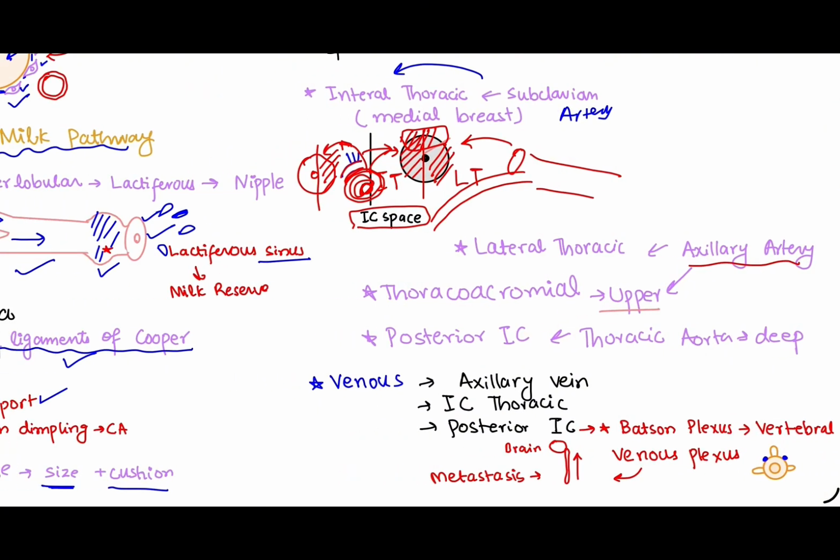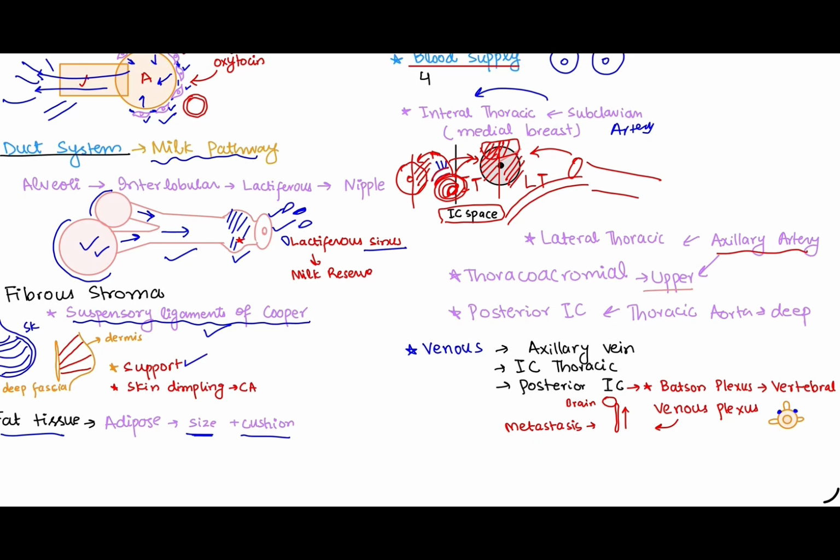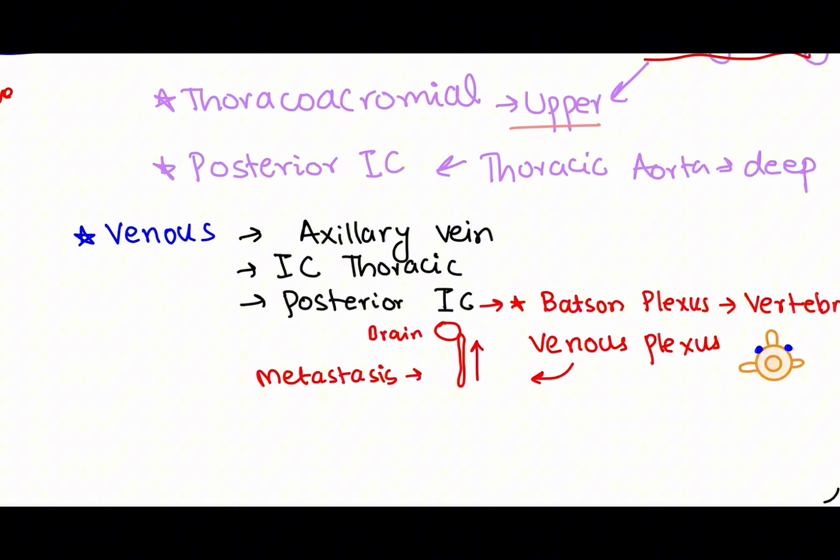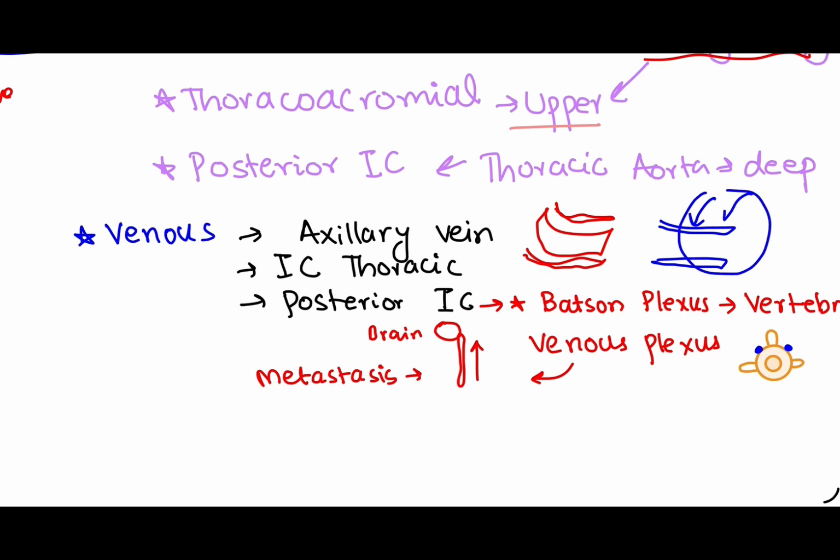Then venous. Obviously, when we give blood, we need to get some blood back. So there come the veins. Axillary artery, axillary vein, internal thoracic artery, intercostal thoracic arteries. Why is it intercostal? Because there are ribs, and these arteries run between those ribs, and with them run veins, which drain the breast tissues as well.